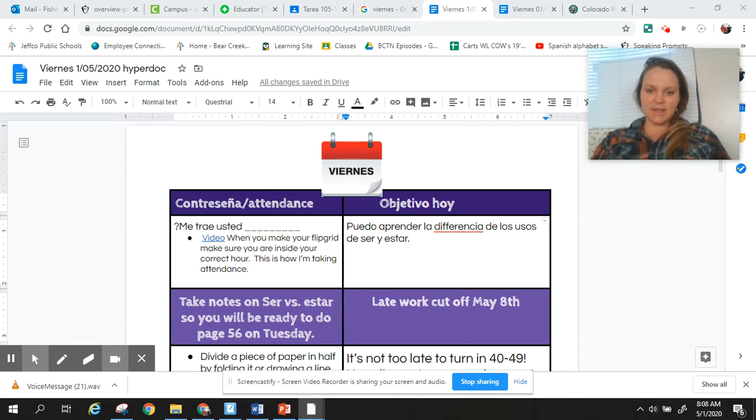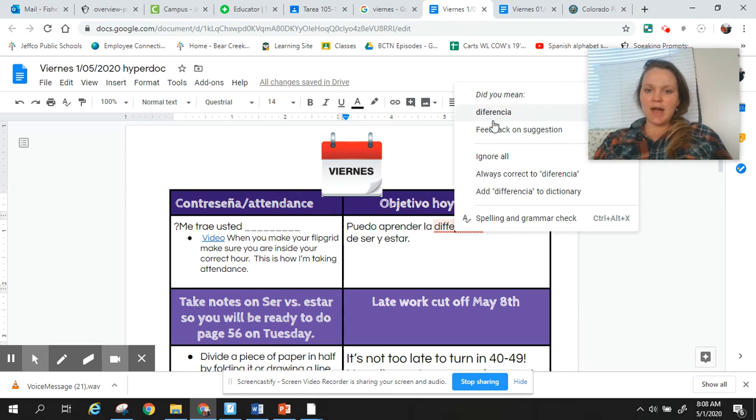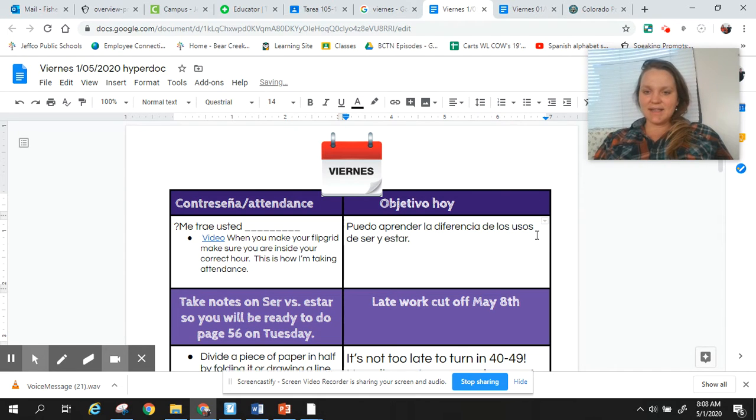Y aquí estamos en el Hyperdoc Way. So, el objetivo es, puedo aprender la diferencia de los usos de ser y estar. So today, your job is to learn the difference between the uses of two verbs, ser and estar.